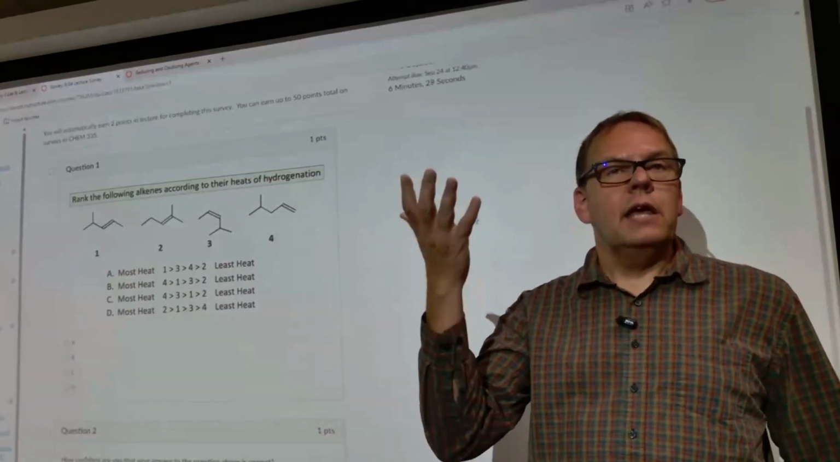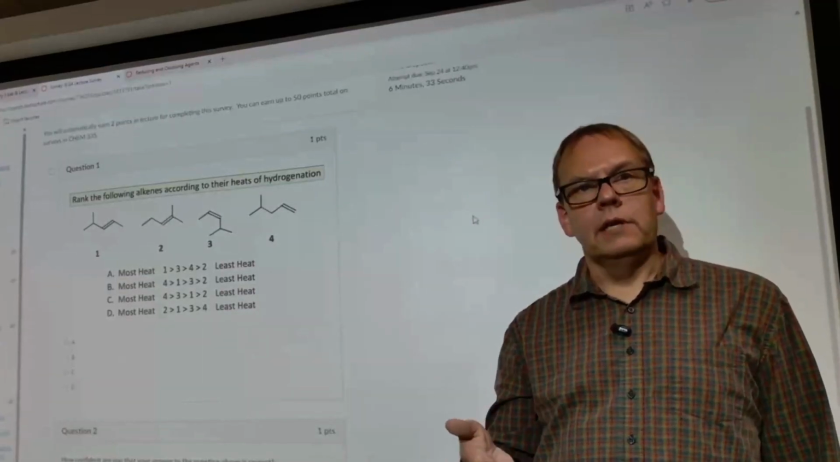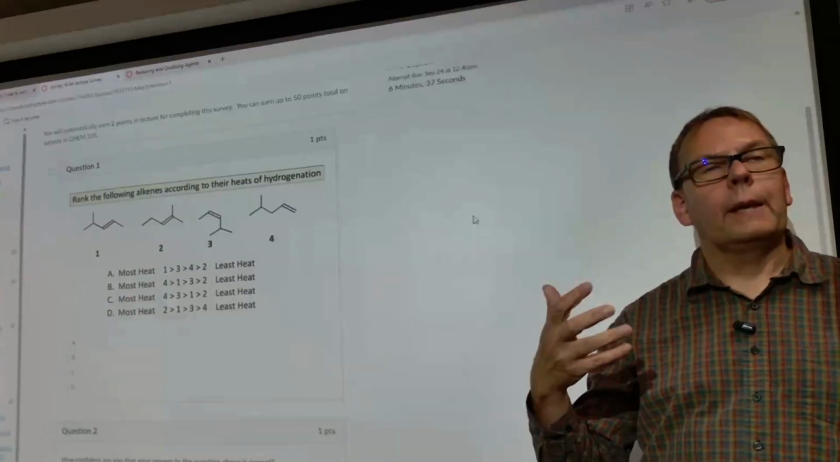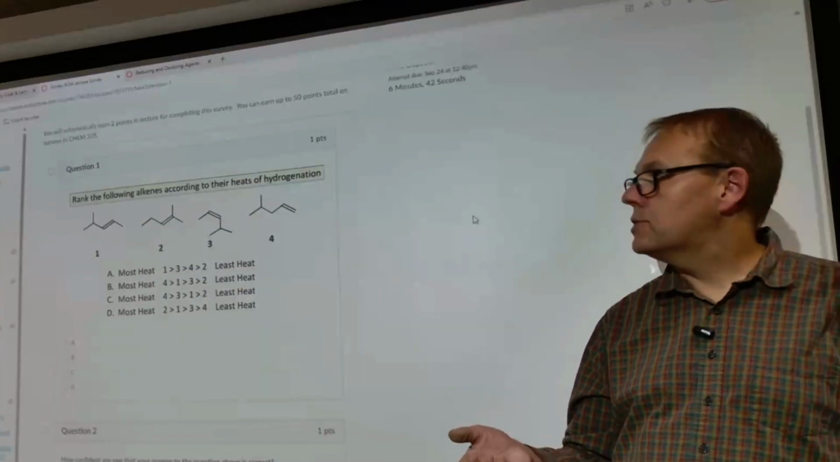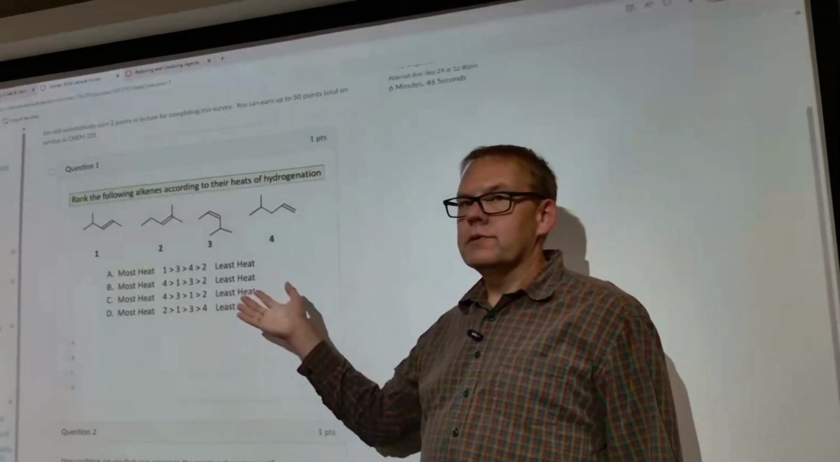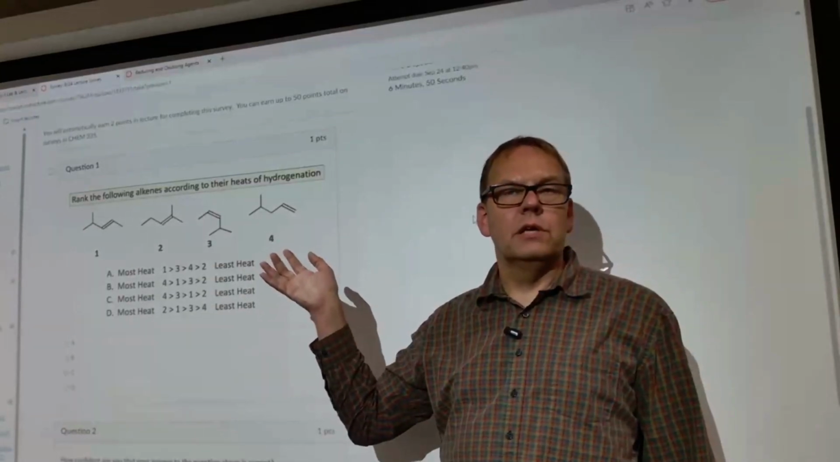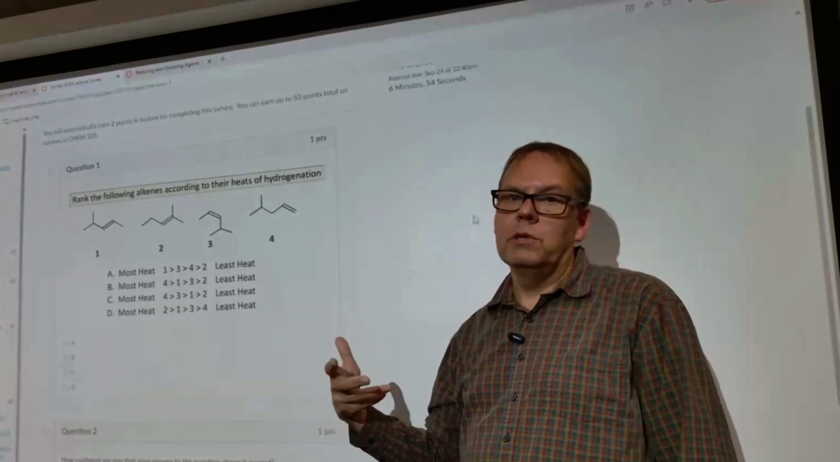So less stable alkene means more heat. More stable alkene means less heat. That might not be immediately intuitive, but once you think about it for a while, hopefully you can wrap your head around that and get used to it. So really what this question boils down to is it's asking us to order the stabilities of these alkenes, and then the one that's the least stable gives off the most heat, and the one that's the most stable gives off the least heat, and then all the ones in between are in between.